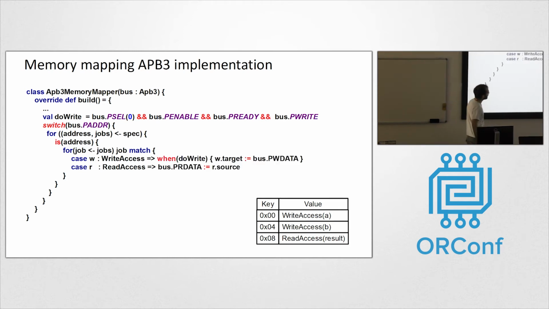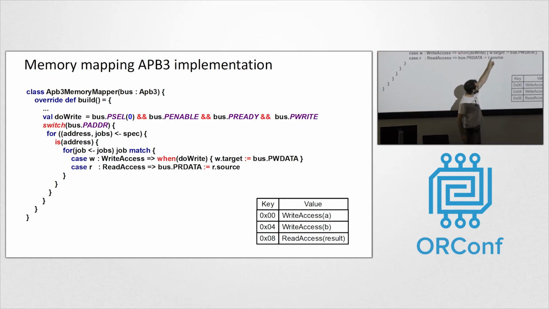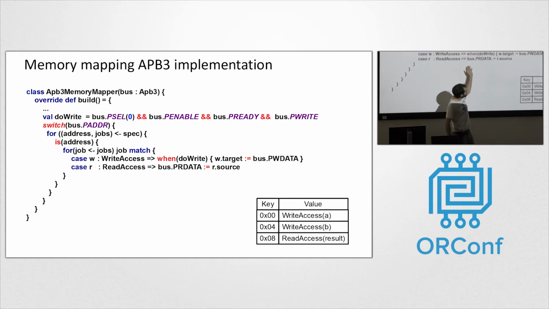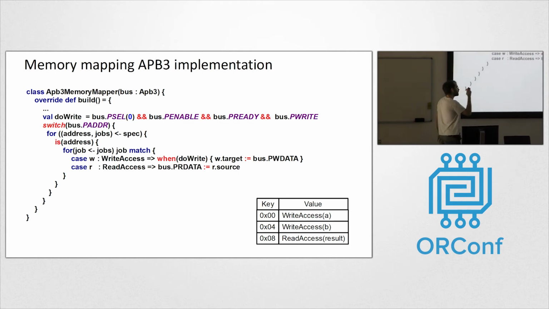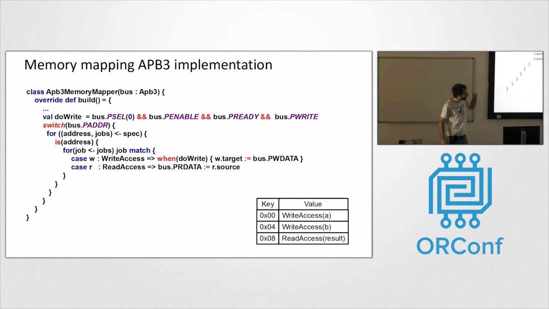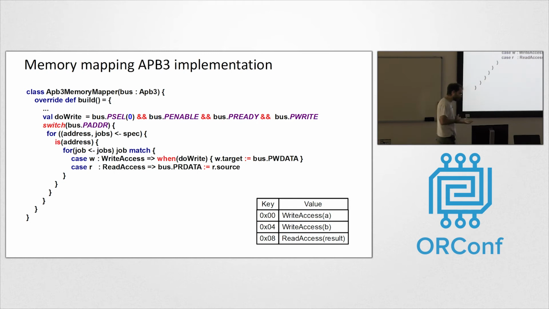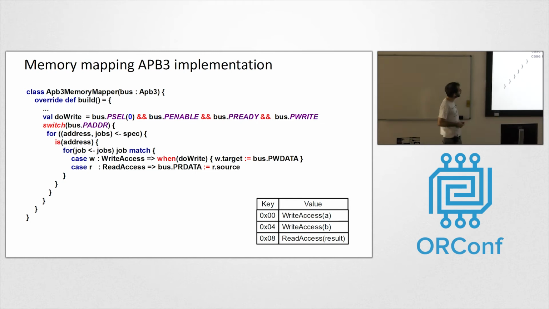And finally, you add the logic. When the bus wants to do a write, you assign the target signals with the databus. And if it's a read access, you assign the databus with the read access source signal. And this will translate the software model into real hardware by mixing software and hardware and pushing things on the netlist on the go.